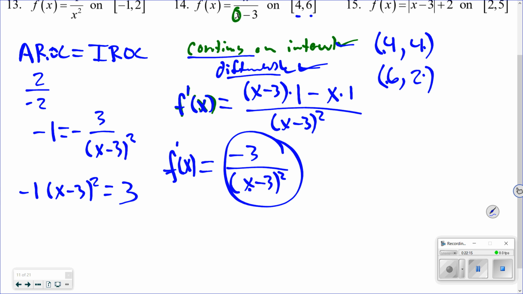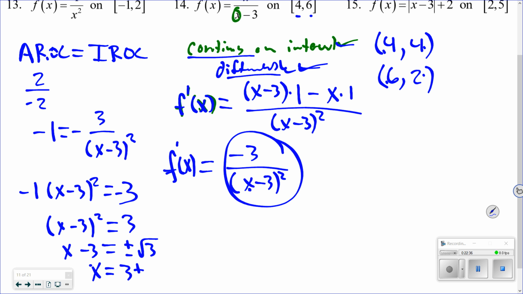And I'm just looking back here. I almost forgot about this negative 3. This should be a negative 3 right there. Okay, now I divide by negative 1. So (x minus 3) squared, if I divide it by negative 1, would be 3. You can take the square root of both sides. So x minus 3 equals plus or minus the square root of 3. Add the 3 over. So x equals 3 plus or minus the square root of 3.